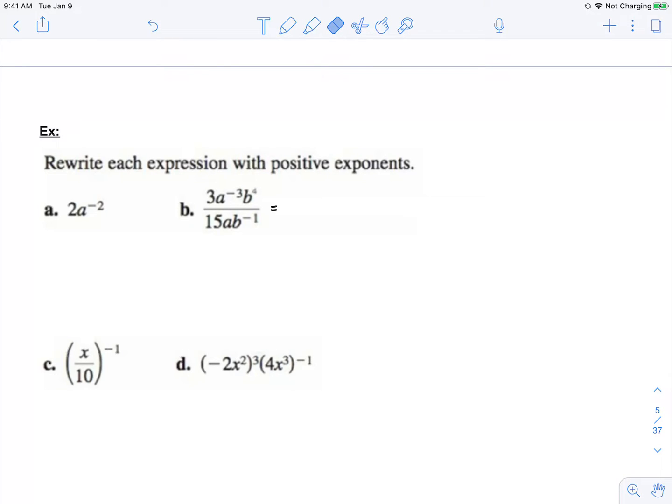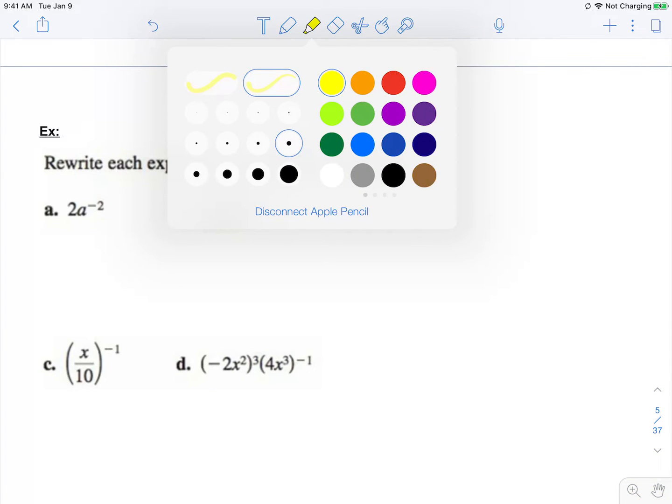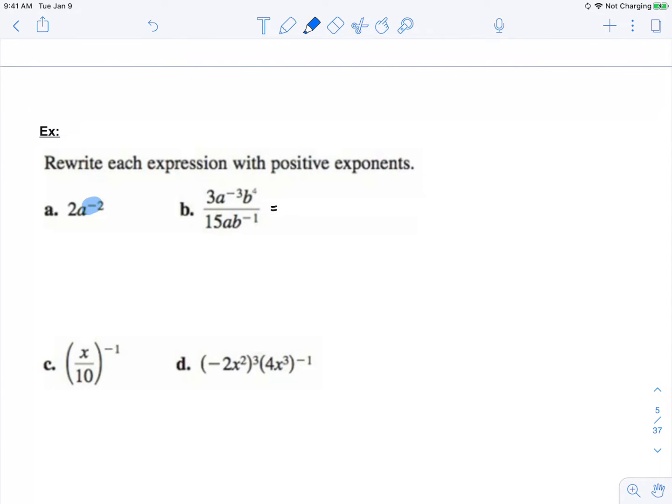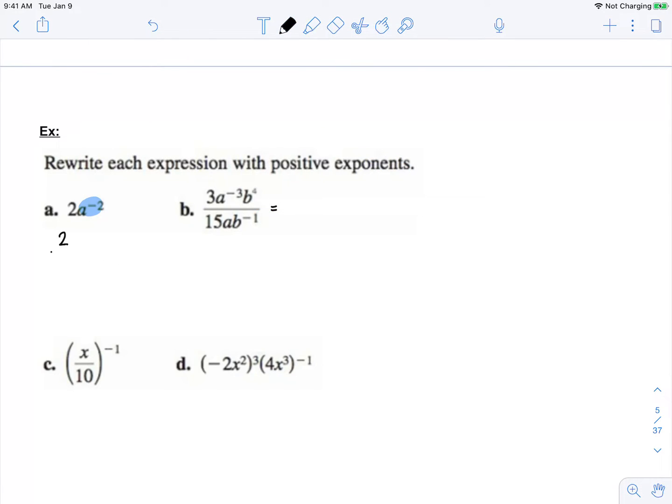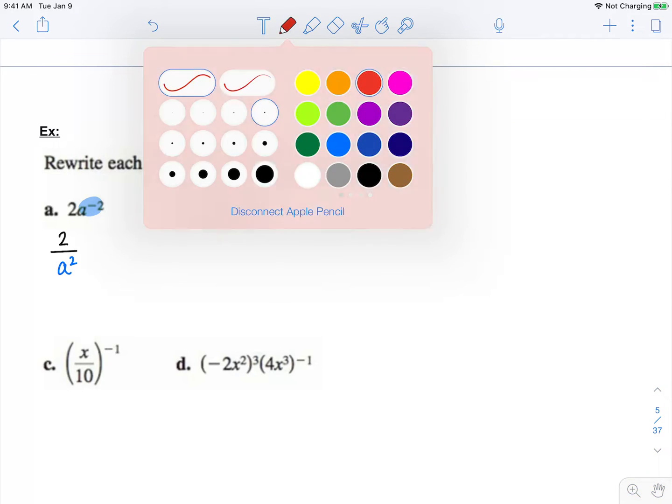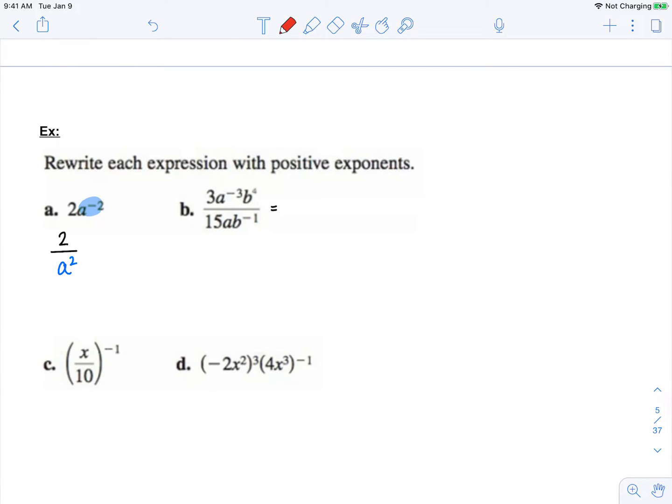Rewrite each expression with positive exponents. So here in part A, I see A is raised to the negative 2 power. Remember what happens with the negative exponent is it can move and become positive. So if it's negative in my numerator, it is now a positive exponent in my denominator. And remember, my denominator cannot equal 0, therefore A cannot equal 0.